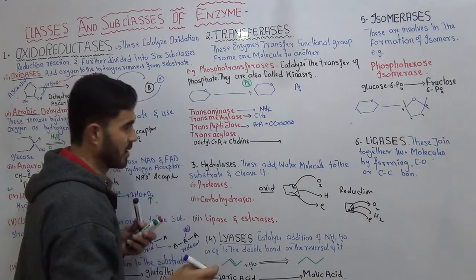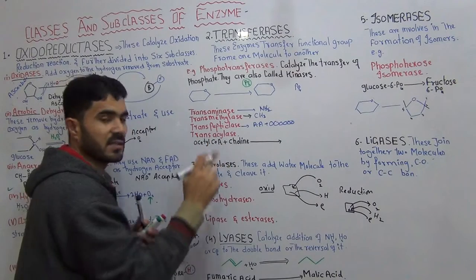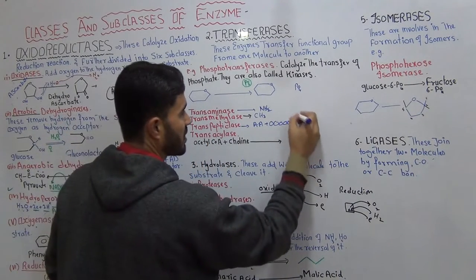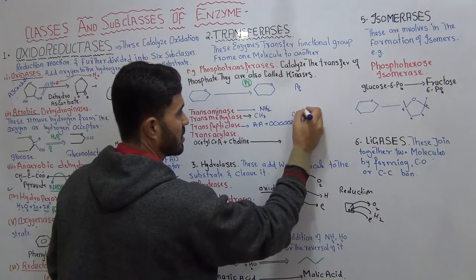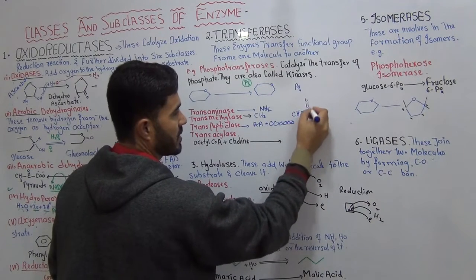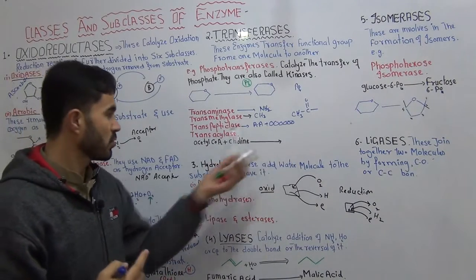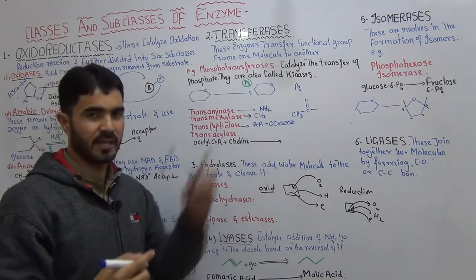And then transacylases. Transacylase enzymes will transfer the acyl group. You know what an acyl group is? The acyl group is CH3 C double bond O. This is also called the acetyl group, or we call it the acyl group. So these are involved in the transfer of the acyl group.